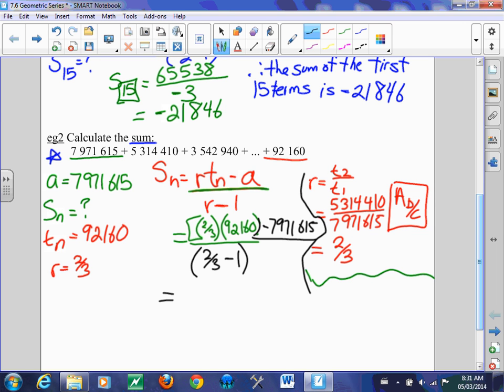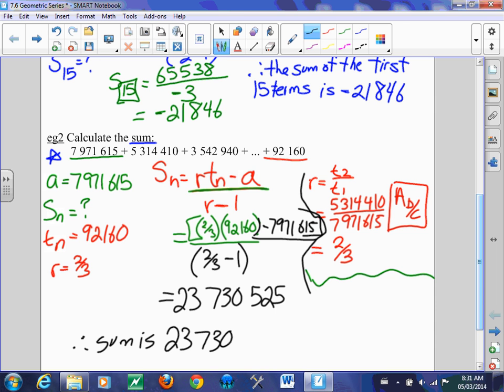So let's plug it in your calculator. As long as you got your brackets in, you'll be fine. And believe it or not, the sum of this is 23,730,525. Okay, and again, it didn't ask for the term number, it just said calculate the sum. So say therefore, the sum is, again, 23,730,525.